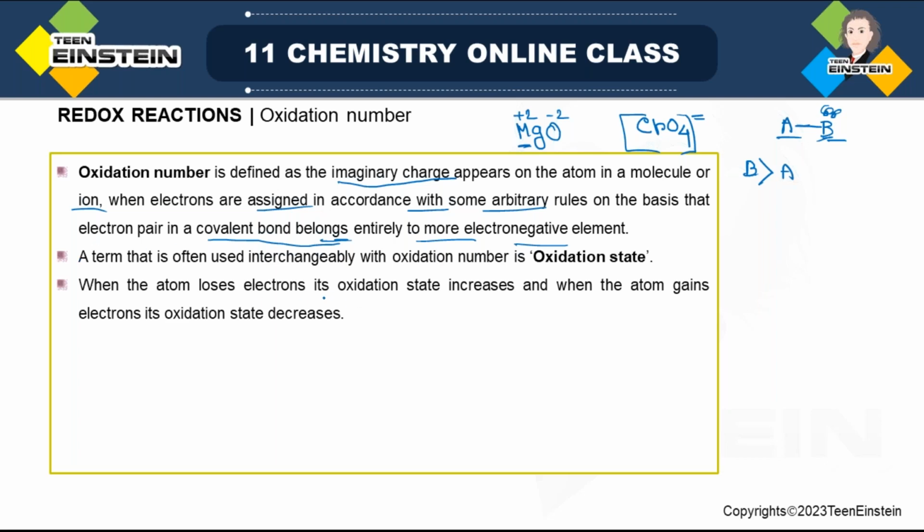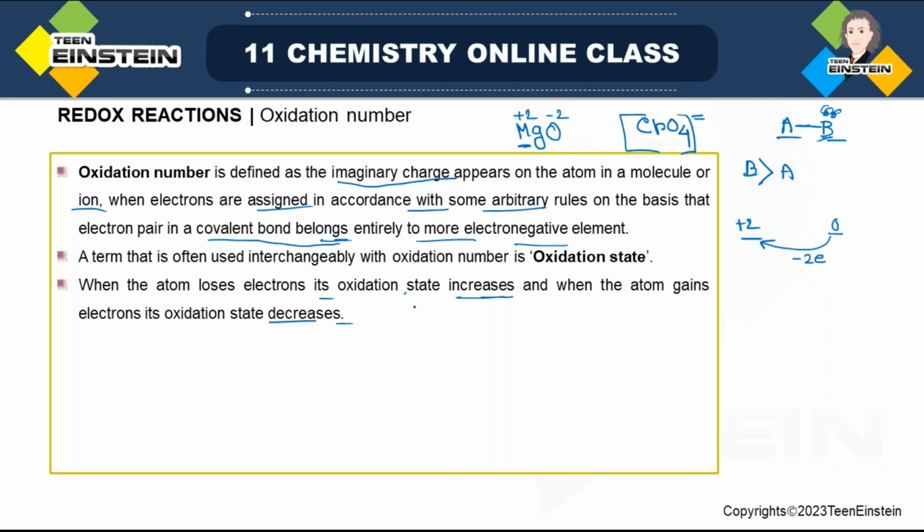When an atom loses electrons, its oxidation state increases. That means it goes towards more positive. And when an atom gains electrons, its oxidation state decreases, so it goes towards more negative. Suppose initially it is +2, and after accepting electrons it is 0. That means from +2 to 0 is a decrease in oxidation state, so it is gaining electrons. Similarly, if the atom is losing electrons, consider the reverse direction from 0 to +2. That means it has lost 2 electrons. In this process, the oxidation state is increasing, so it is losing electrons.